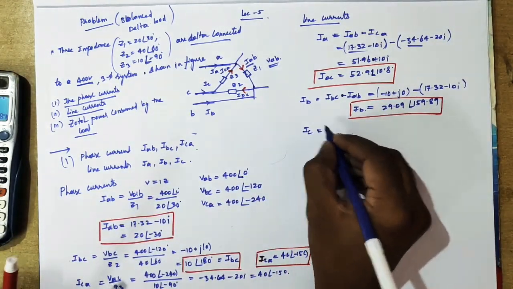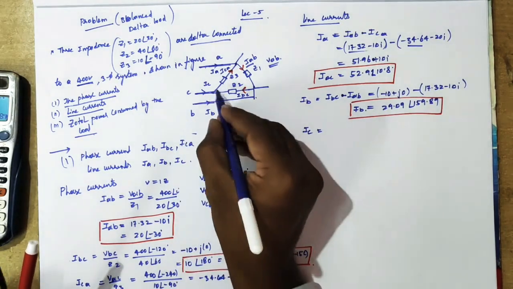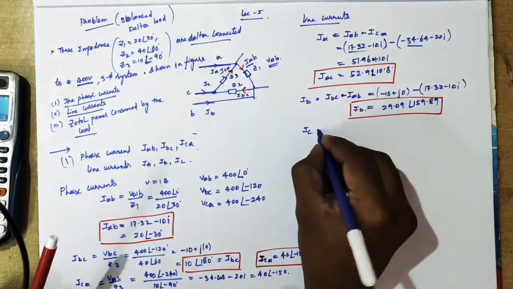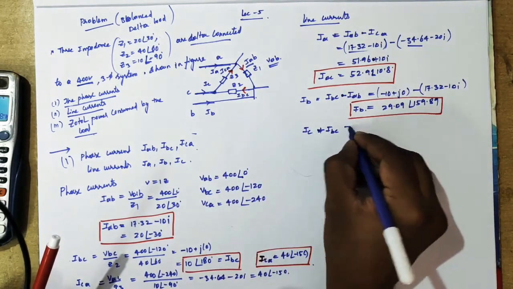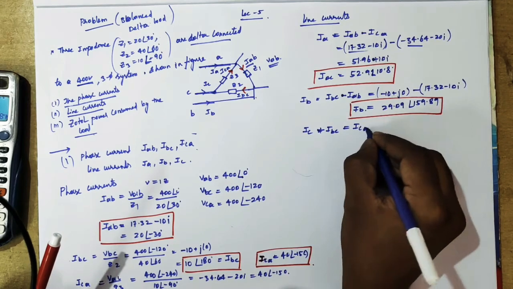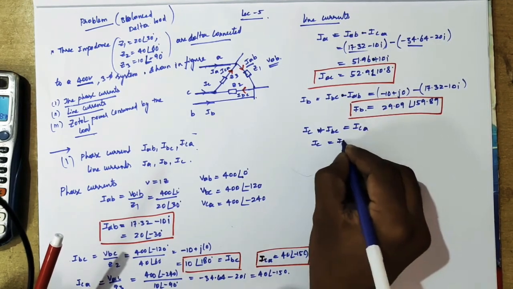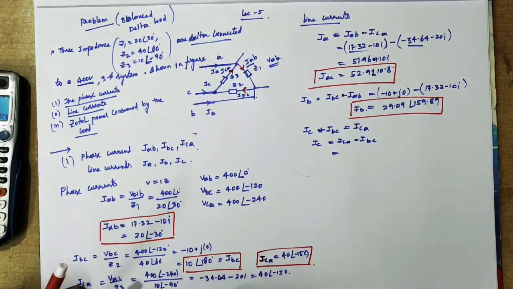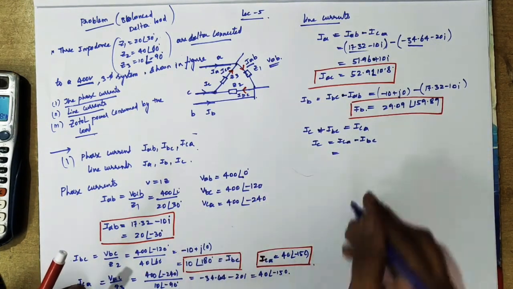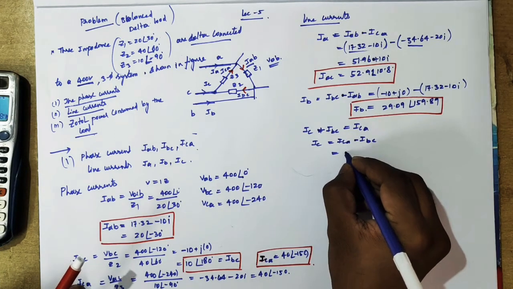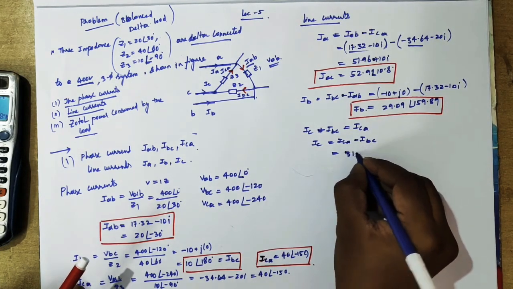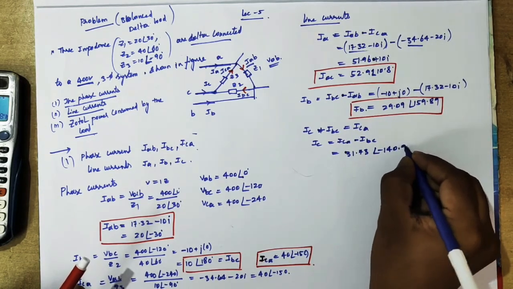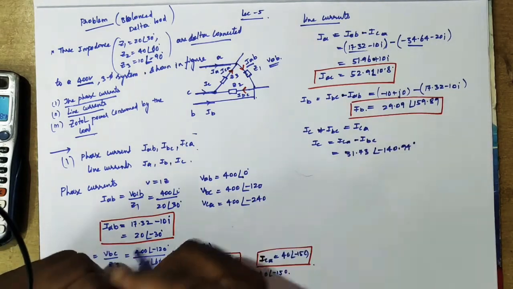So IC equal to what? Again, what are the currents entering at this node? IC is entering into IBC. So IC plus IBC is equal to ICA. So by this you will get IC equal to ICA minus IBC. Again substitute the values of ICA and IBC, and you will get 31.73 at an angle of minus 140.94 degrees. Okay, this is IC.